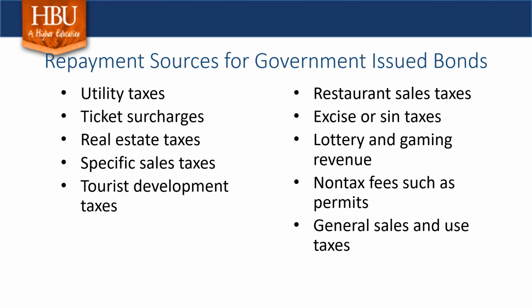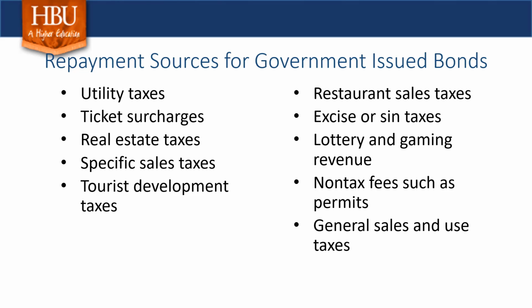In addition to the notion of the project itself paying off government-issued bonds, there are also a number of taxes that are implemented as repayment sources for government-issued bonds. Utility taxes, we talked a little bit ago about ticket surcharges, real estate taxes, specific sales tax, tourist development taxes. Tourist development taxes may be on things such as hotels, rental cars, because typically in a community, those individuals that utilize hotels and or rental cars are potentially tourists.